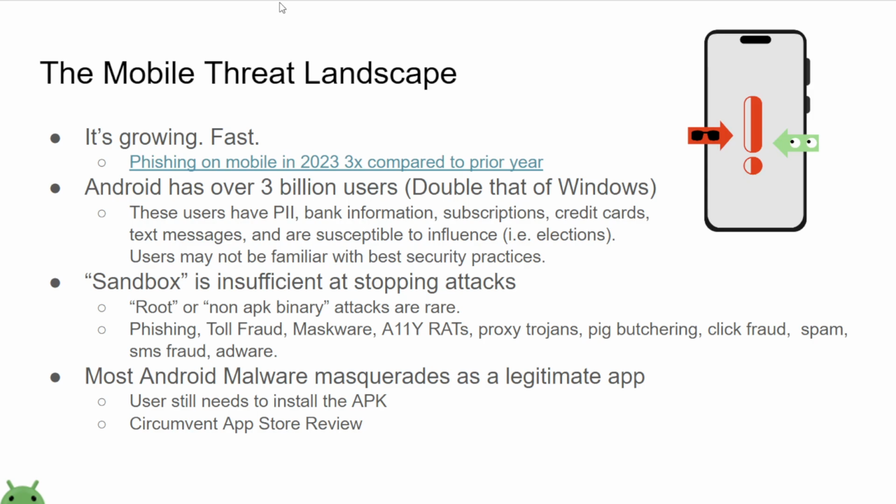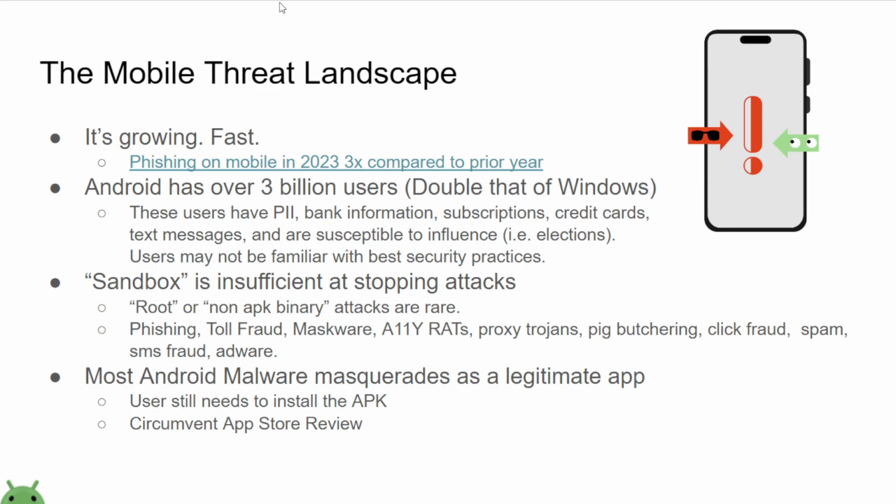You may think that mobile devices have a very strict sandbox that all apps must follow, and this is true. However, in practice, that sandbox is just not sufficient at actually stopping attacks. Root, or what I would call non-APK binary attacks, are extremely rare in Android. The reason for that is because OEMs are much better at securing their devices. And of course, AOSP as a whole has more security features now more than ever. So, very happy to say that very rarely will you see some sort of grand privilege escalation exploit.